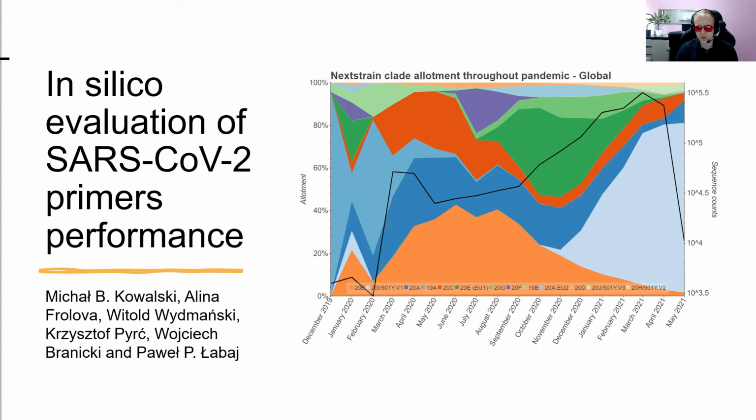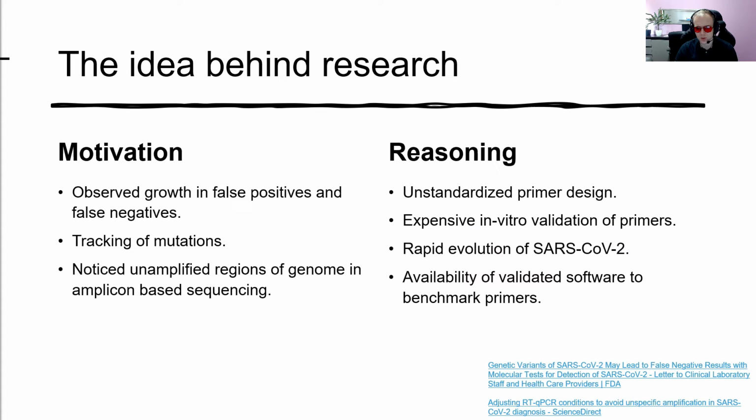primers performance. On the right side of the slide, you can see the stack plot of the clade allotment through time, which is highlighting the magnitude of variability of SARS-CoV-2 through the course of the pandemic. Such variability raises need for constant sanity checking of measures of precaution and diagnostic methods all around the world.